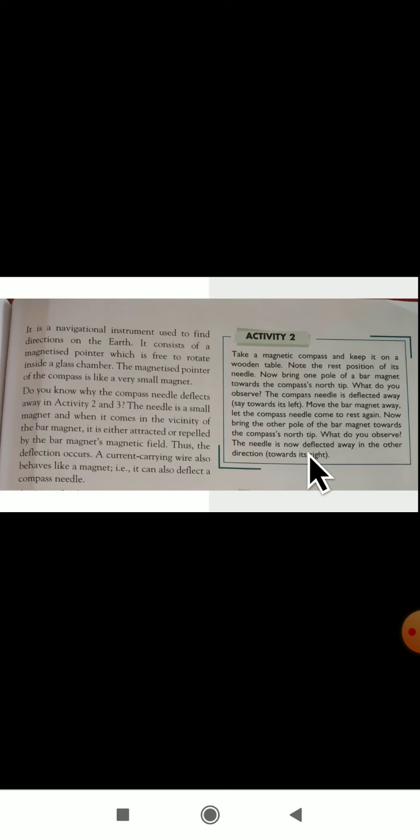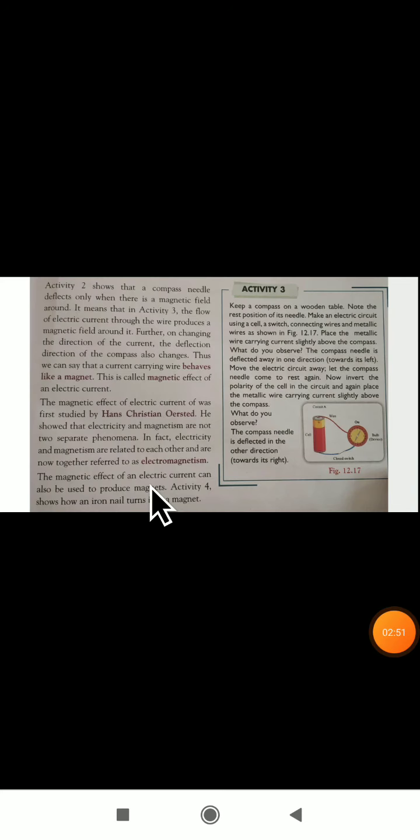So from this activity, what do we come to know? The compass consists of a magnetized pointer and it will move according to the poles here. Do you know why the compass needle deflects away in activity 2 and 3? Because the needle is a small magnet, and when the bar magnet comes near, it is either attracted or repelled by the bar magnet's magnetic field. Activity 2 shows that the compass needle deflects only when there is a magnetic field around.